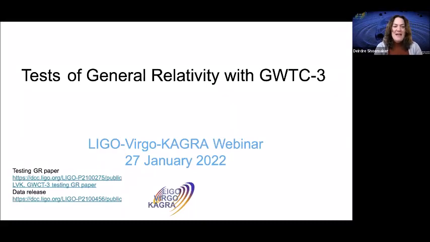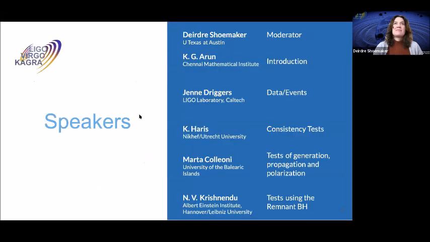So welcome to the Tests of General Relativity with the Third Gravitational Wave Catalogs webinar. We're happy to have you here today to learn about what new results were put forth in this work and to be able to ask questions to a team of panelists who were involved in the analysis. On the lower left of the screen here, you'll be able to see some places to find more information about the paper. So if we go to the next screen.